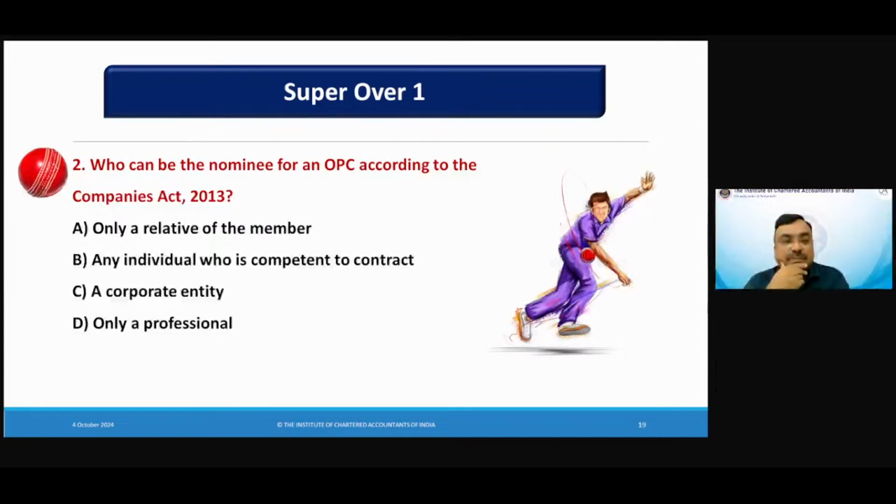Second question: who can be the nominee for an OPC according to the Companies Act 2013? Only a relative of the member, any individual who is competent to contract, a corporate entity, only a professional.